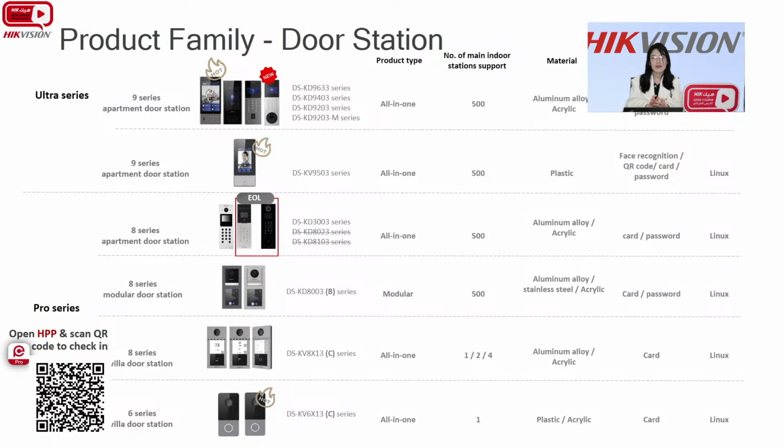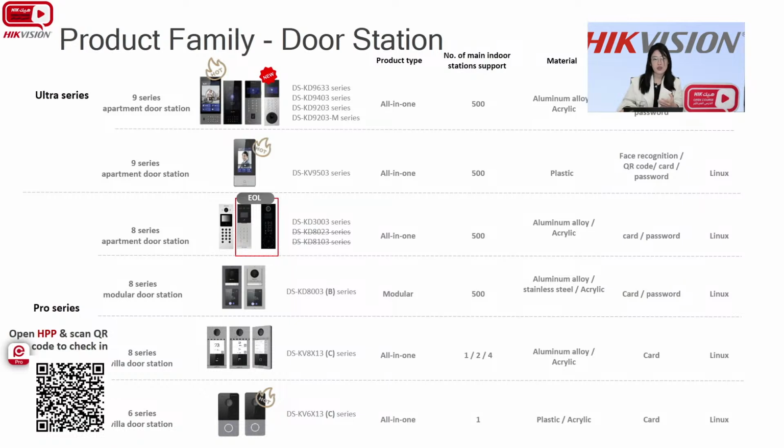Indoor stations have multiple series: Value, Pro, Ultra, and the best one is our 9 series, with promotion for the 9310 and 9510s, with the annual systems. It has the benefits as we mentioned before. And door stations are also divided into the Pro series and the Ultra series. For the Ultra series, just one new thing. This one we released is the 9203. The 9203 we released for the M series as well.